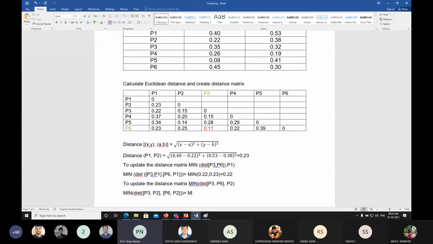What will it be? Mean of, right? Sir, 0.15. Very good. That is 0.15.